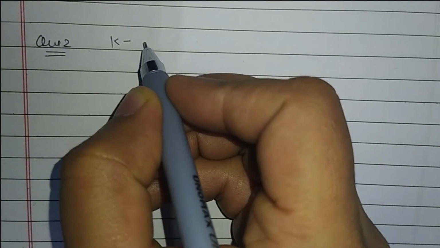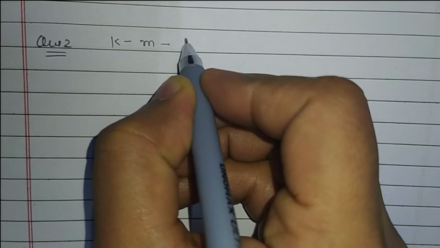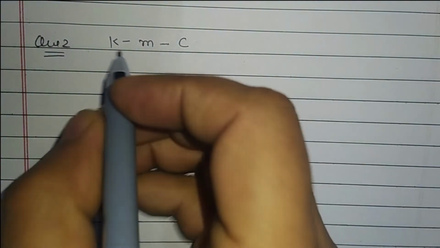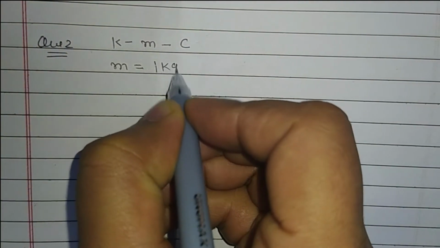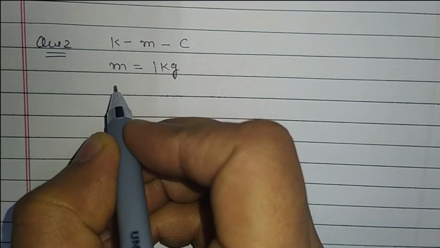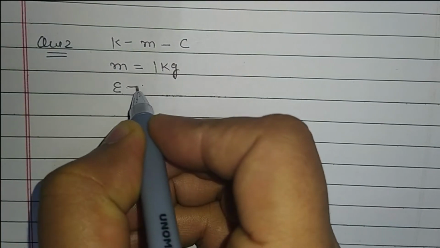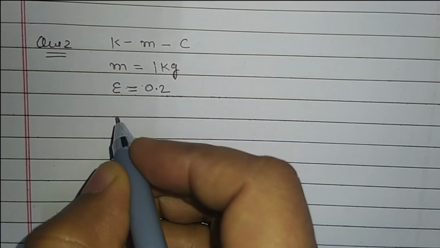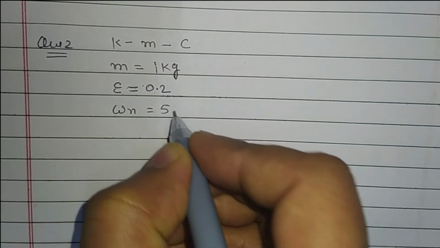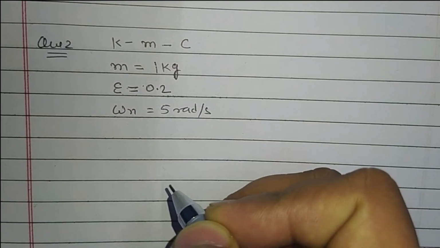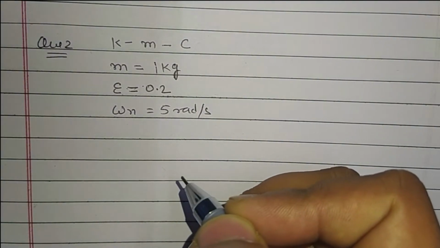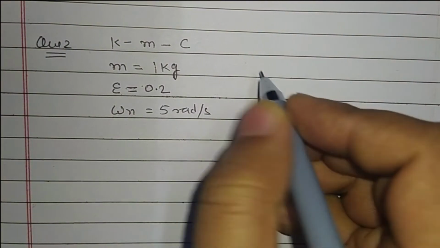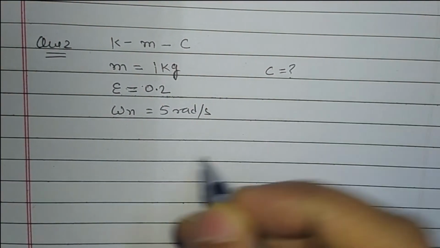In the given question number 2, a spring mass damper system is given, a spring with stiffness K, mass M, and the damping C, where the mass is given 1 kg and the damping ratio, ε, is given 0.2, and the natural frequency is also given as 5 radian per second. In the question, we have to find the damping of the system. We have to find C.